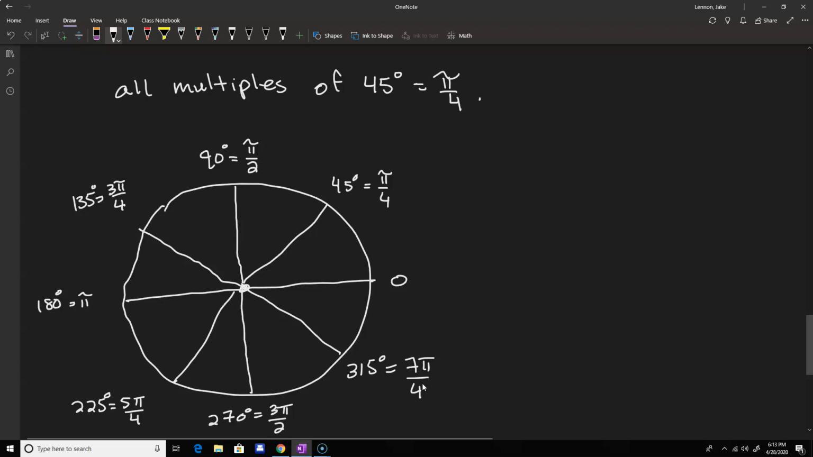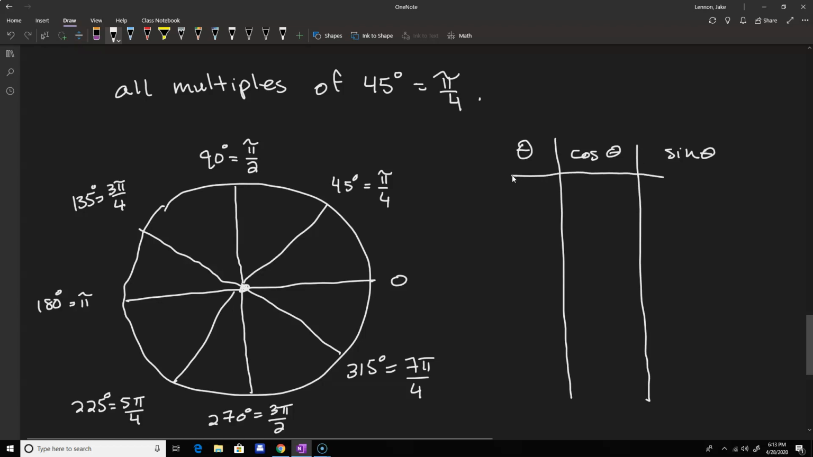So our goal is to figure out, basically we want to fill out this chart: theta, cosine of theta, and the sine of theta. And the reason I'm listing cosine first, again, is because cosine is representing the x-coordinate of any of these points we're looking at on the unit circle. So, okay.